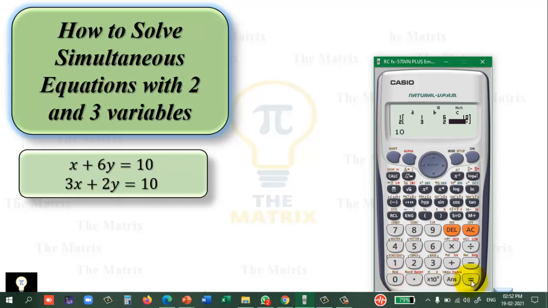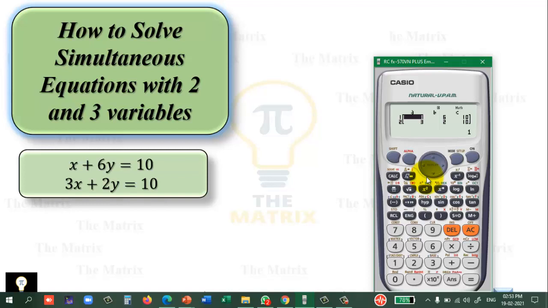After feeding all this data, just push the equal button. So you will get the first value of x as 5 by 2 and the second variable's value, y, as 5 by 4. So 5 by 2 and 5 by 4 are the solution of these two equations. So in this simple way, you can solve two simultaneous equations in two variables.